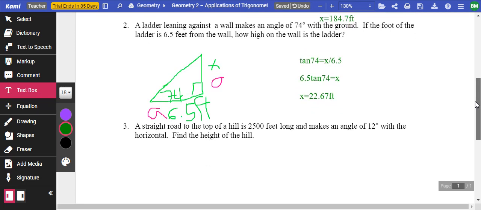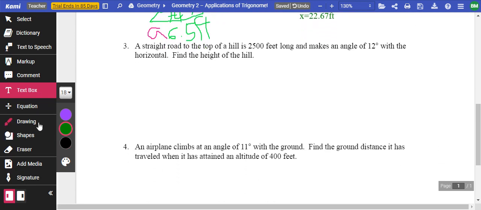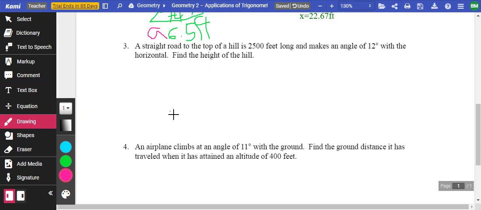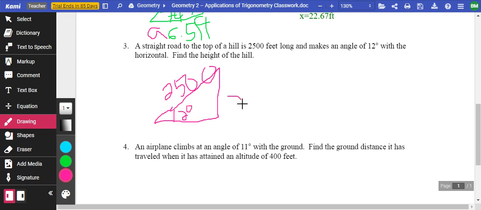Okay, next one. Two more to go. All right. We are going up a hill, and it makes an angle. We go up a hill 2,500 feet. It makes an angle of 12 degrees. Find the height of the hill.